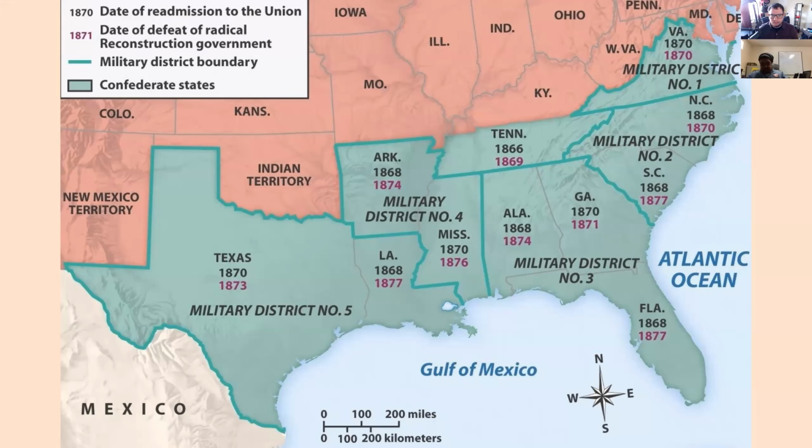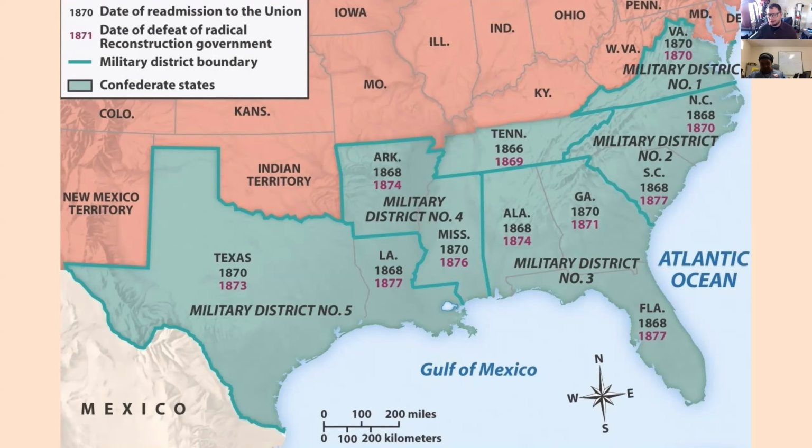So as you can see, it's also divided into military districts. Each one of these military districts was commanded by a general, and that general had basically full control over local laws. He could literally just say, this is the law now.